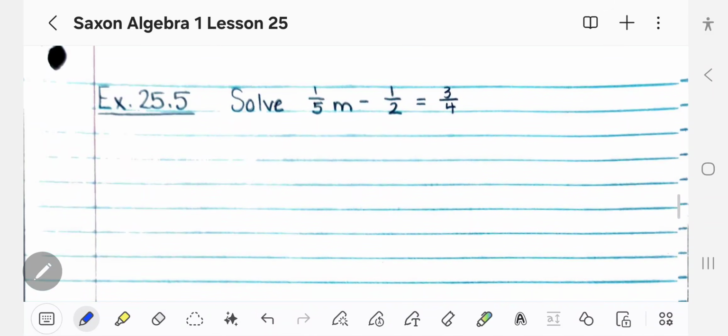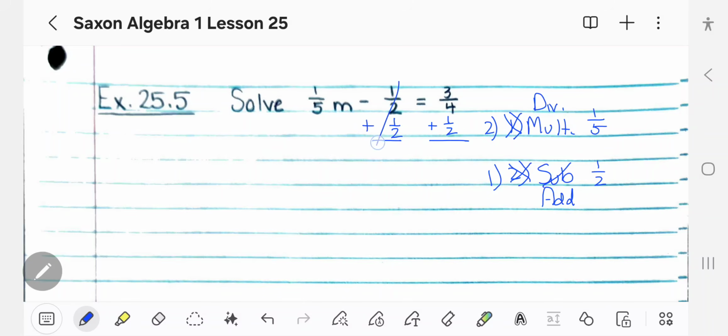Example 25/5. If you knew what m was, you would multiply by 1/5, and then you would subtract 1/2. You'd multiply first, and then you'd subtract. Okay? We're going to follow it backwards and do the inverse operation. So we are going to add 1/2 to both sides, and that's going to balance it.